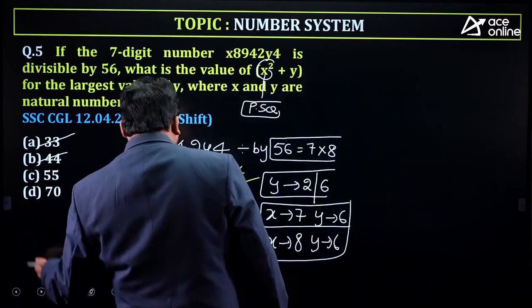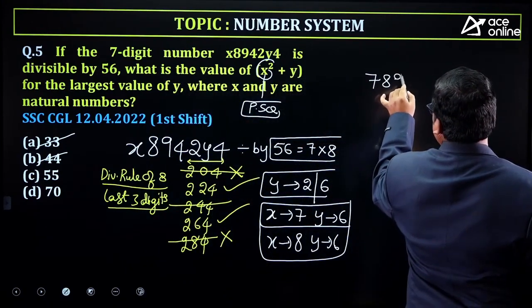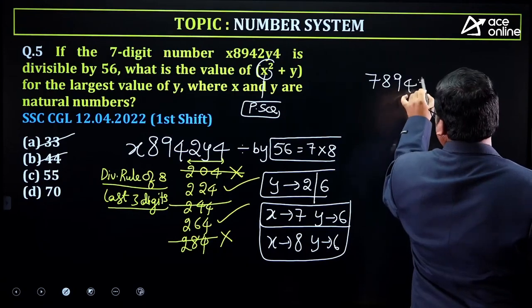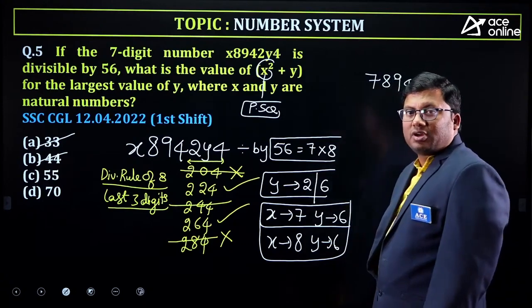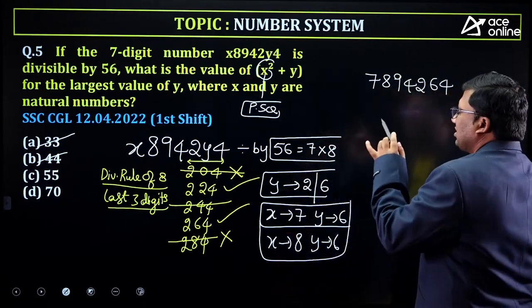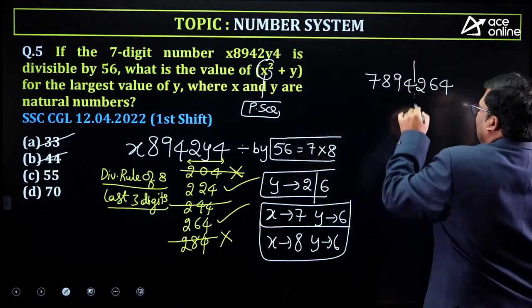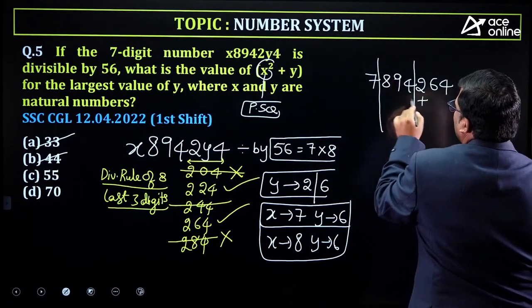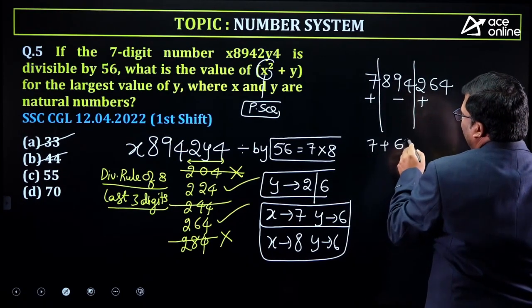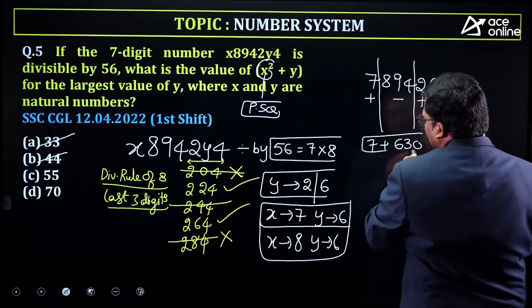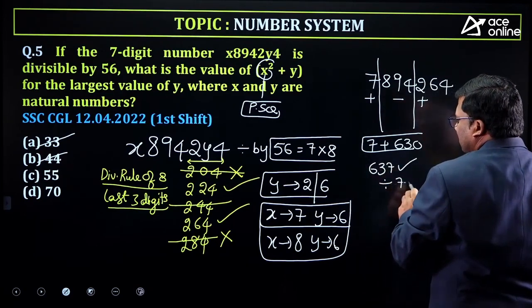Suppose x is 7. So this will be 7, 8, 9, 4, 2, and the y value is 6, so 4, 2, 6, 4. Check whether it is divisible by 7. What is the divisibility rule of 7? Start from the right-hand side, take a group of 3 digits, and alternately plus and minus: 7 plus 894 minus 264, which is 630. 7 plus 630 is 637. 637 is divisible by 7.